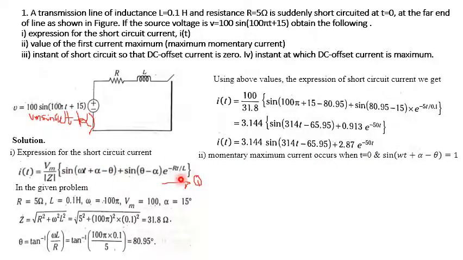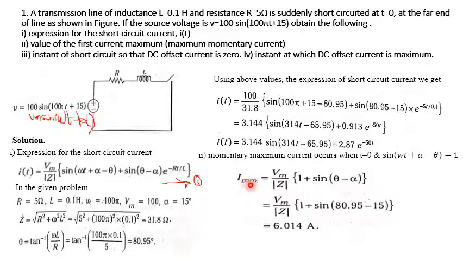So substituting all this in the equation, we will get the maximum momentary current: Vm by Z, this part is 1, sine theta minus alpha, e to the power of minus Rt by L. So t is equal to 0, e to the power of 0 is 1. So we will get 1, sine theta minus alpha. We know that theta is 80.95, alpha value is 15. Substitute, you will get 6.014 ampere.